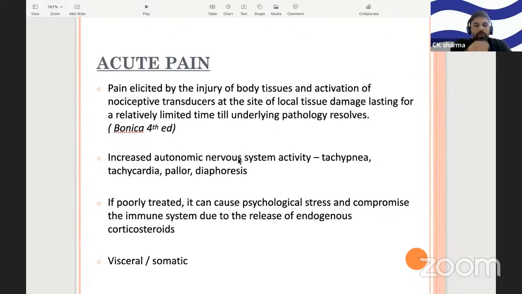According to Bonica, 4th edition, acute pain is defined as the injury of the body tissue and activation of nociceptor transducers at the site of local tissue damage, lasting for a relatively limited time until the pathology resolves. It causes an increase in autonomic nervous system activity, like tachypnea, tachycardia, pallor, or diaphoresis. If poorly treated, it can cause psychological stress and can compromise the immune system due to release of endogenous corticosteroids.